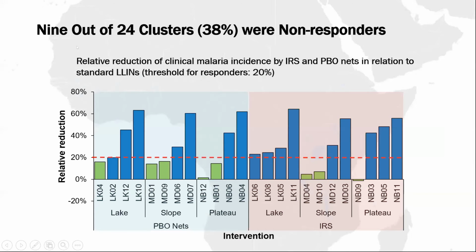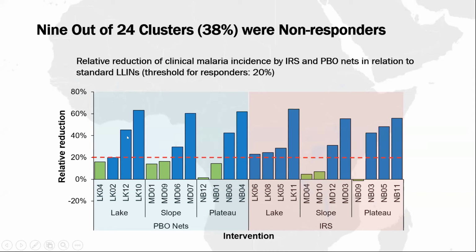So as you recall, our incidence reduction rate is what we were measuring in the responders and non-responders, and 9 out of 24 clusters did not respond to the interventions, 6 in the PBO and 3 in the IRS clusters. But this is based on the 20% relative reduction threshold that the ministry and us had set in terms of determining the clusters that respond and those that don't respond.